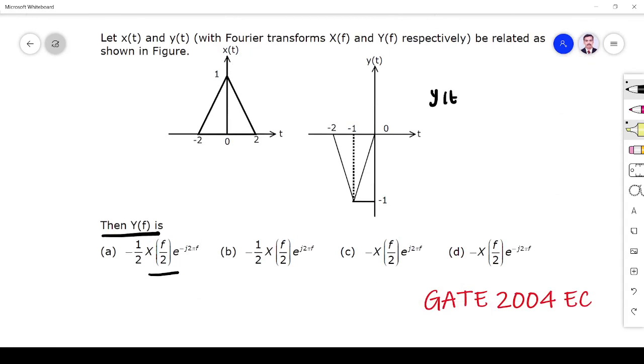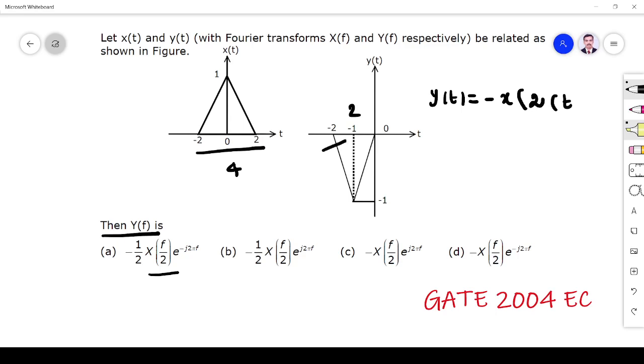So from this, y of t is equal to, you see it is positive here, it is negative here. So time reversal, amplitude reversal is taking place. So it is +1, it is -1. So minus x of, you see it is going from -2 to +2, that is 4. Total distance is 4. Here the interval is 2. So it is scaled by the factor of 2. So it is 2 into t.